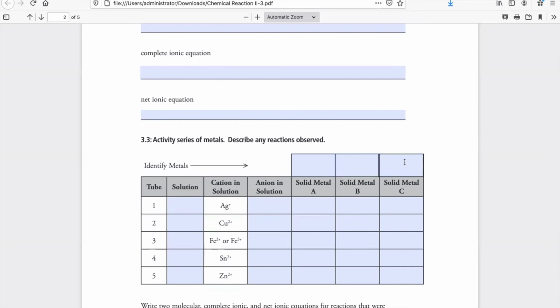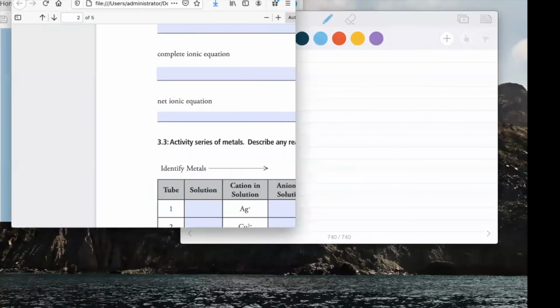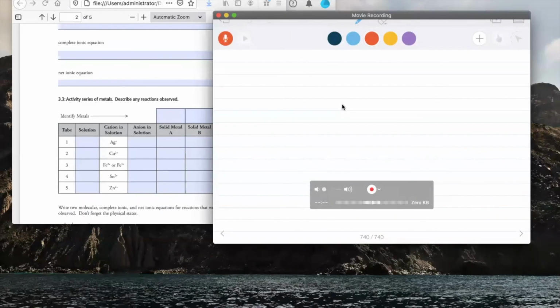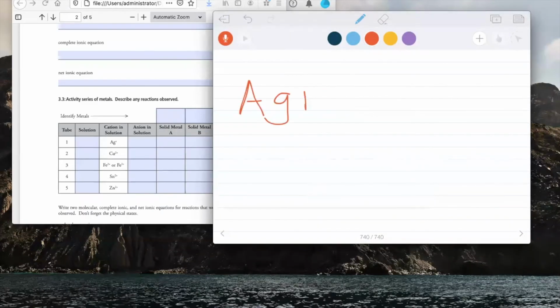Now, for example, in test tube 1, you will be given the solution. The solution here, look at the solution. I may have a solution such as AgNO3. This is the solution of the reagent being used here.